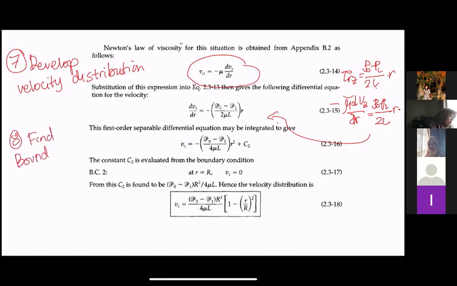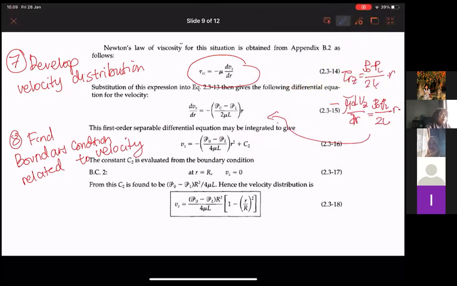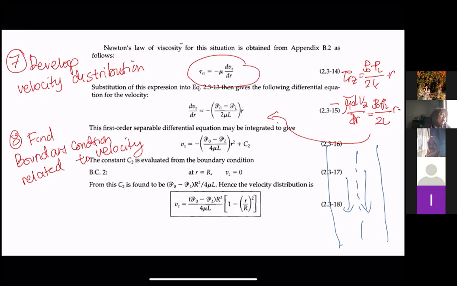The boundary condition related to velocity. Okay, so if you think about it, what is the boundary condition related to the velocity? So let's sketch again. This is the cylinder, and this is the flowing. So what is the boundary condition, kondisi batas, related to the velocity?